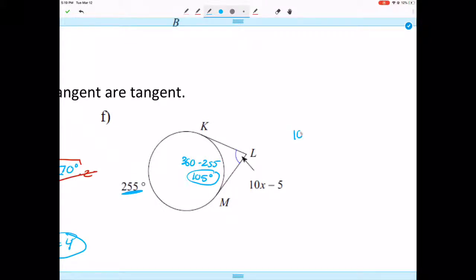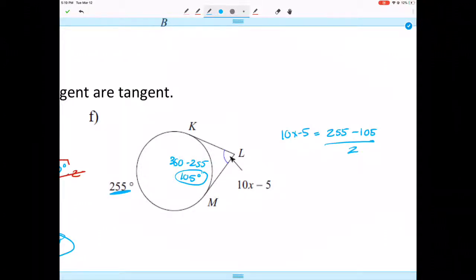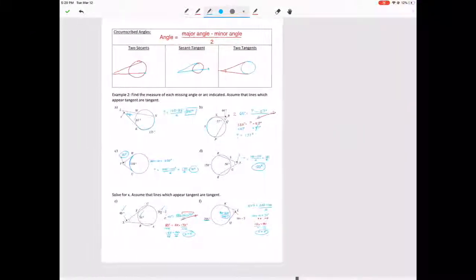And we would do the same thing. We'd do 10x minus 5 is our angle, equal to our major arc minus our minor arc, divided by 2. All right, 255 minus 105 gives us 150, and we'll divide that by 2. So we'll get 10x minus 5 equals 75. We'll add 5 to both sides. We'll get 10x equals 80. And then we will divide both sides by 10. And we get x equals 8. That's all we need. Okay, so I think that covers everything.